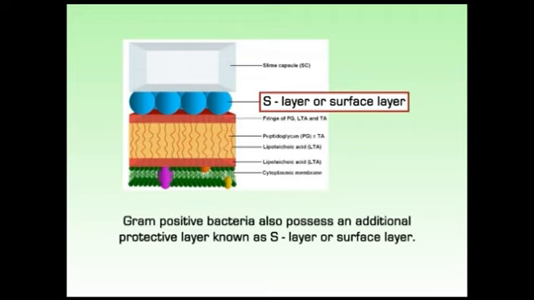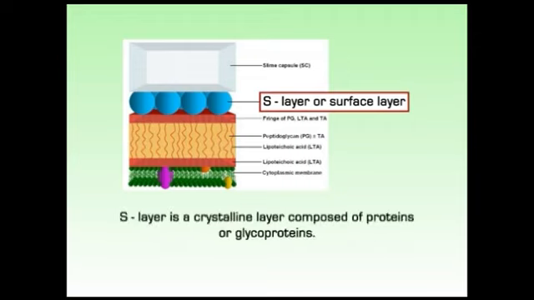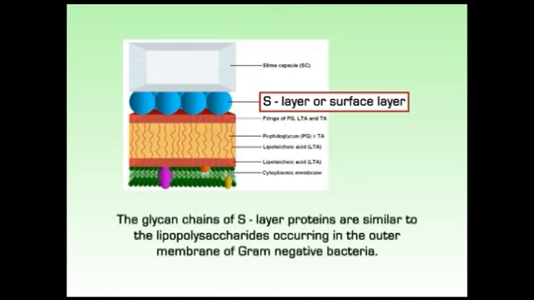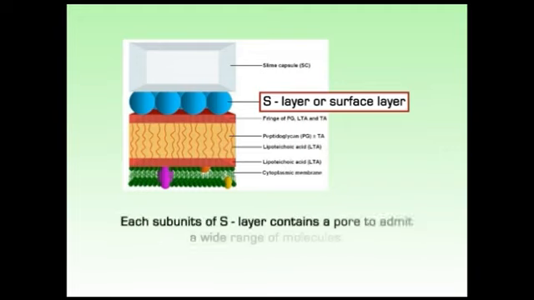The gram-positive bacteria also possess an additional protective layer known as the S layer, or surface layer. This S layer is a crystalline layer composed of proteins or glycoproteins. The glycan chains of S layer proteins are similar to the lipopolysaccharides occurring in the outer membrane of gram-negative bacteria. Each subunit of the S layer contains a pore to admit a wide range of molecules.